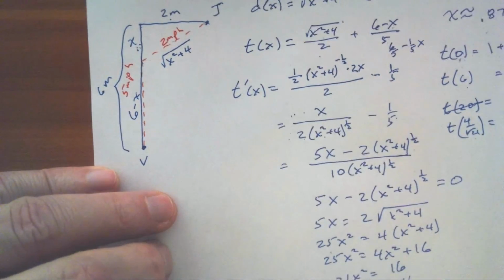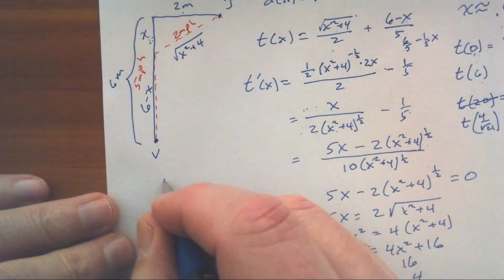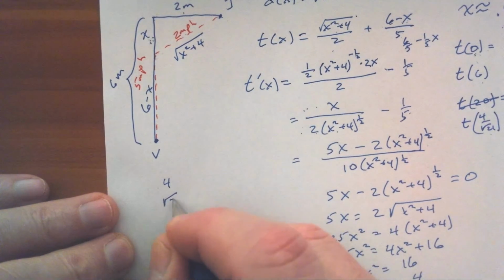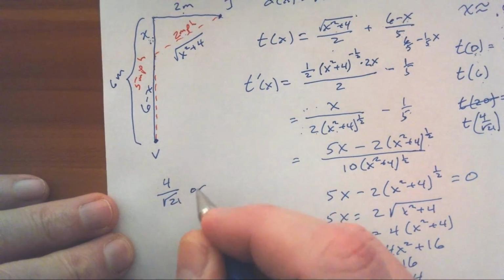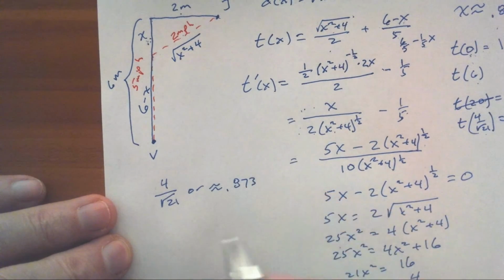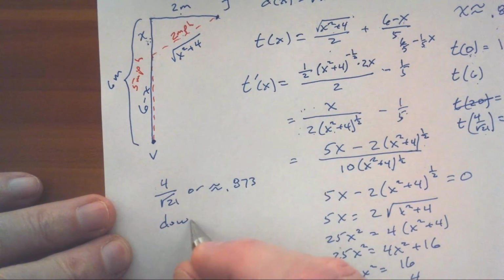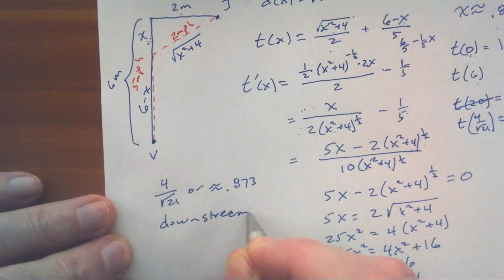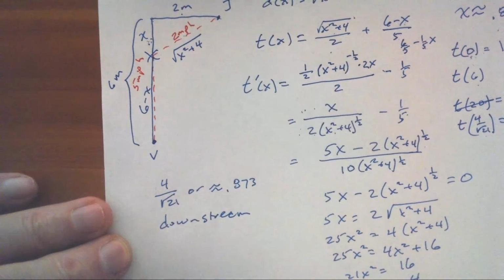So our solution is 4 on root 21, or approximately 0.873 downstream should be her target.